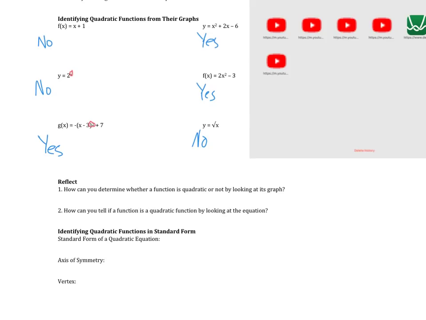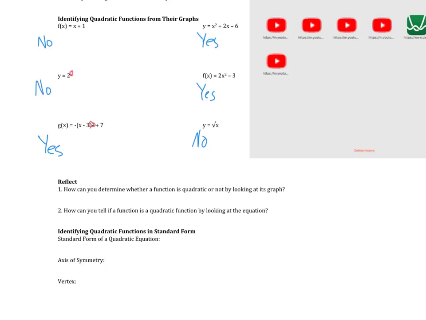All right, so moving on here. So a couple reflection questions. How can you determine whether a function is quadratic or not? By looking at its graph. How can you tell if a function is a quadratic function? By looking at the equation. So go and write your answers down for those and be ready to respond to those questions in class.